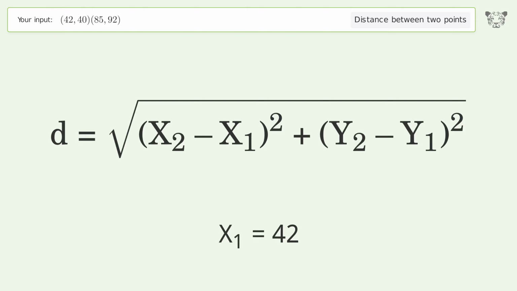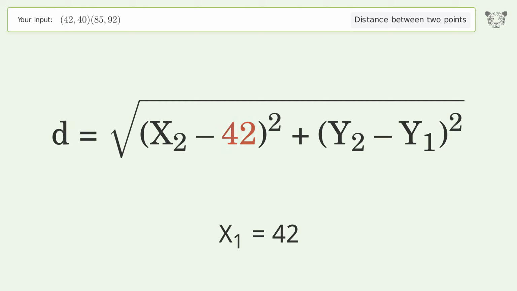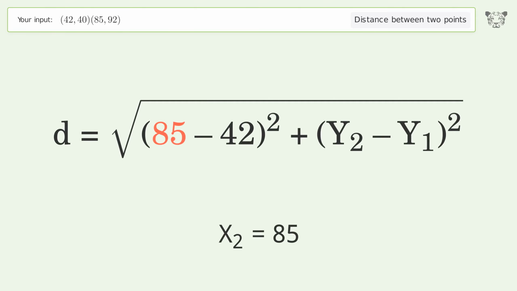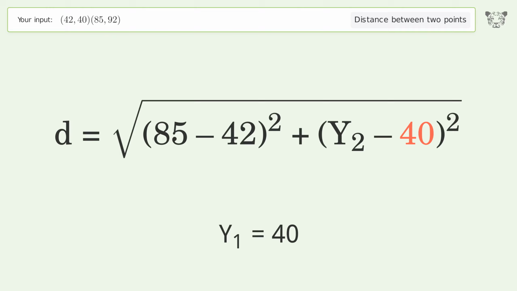x1 equals 42. x2 equals 85. y1 equals 40. y2 equals 92.